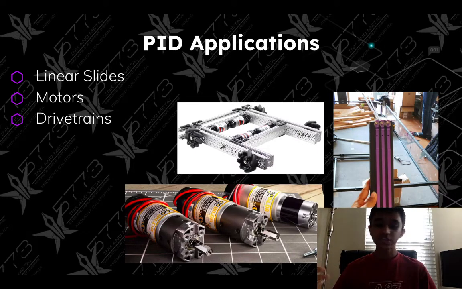Same thing for generic motors in any mechanism you have, as well as drivetrains. The most popular method of implementing PID for drivetrains is with Roadrunner, which we're actually going to be looking into when coding this up.